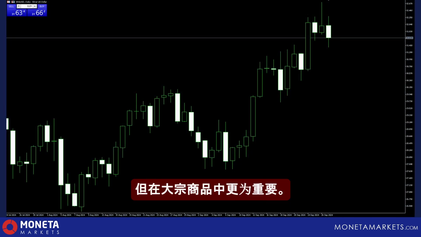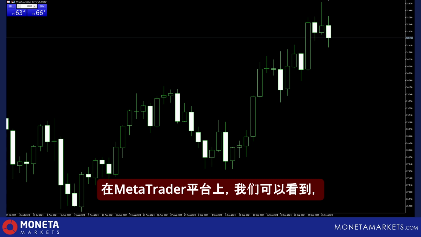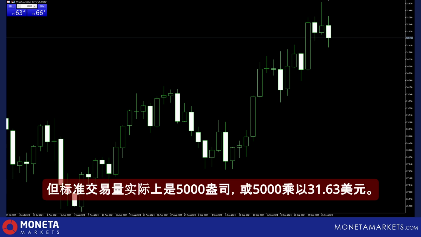Now, just like FX that trades in lot sizes, but even more so with commodities, it's very important to understand the basis of the price quotation and the quantities that you're actually exposed to using leverage via CFDs. So here in the MetaTrader platform, we can see, for example, that the price of silver versus US dollar is trading at $31.634 on the bid, that is.